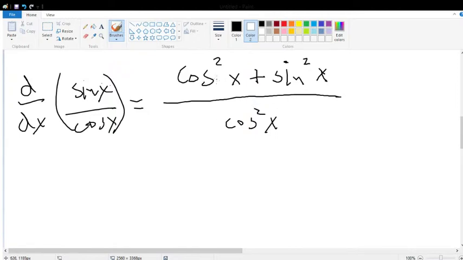So this might be as far as you can get, and I don't blame you, because we didn't learn any trig identities. Trig identities are identities that involve cosine and sine and whatnot.